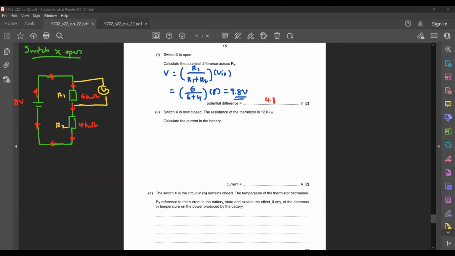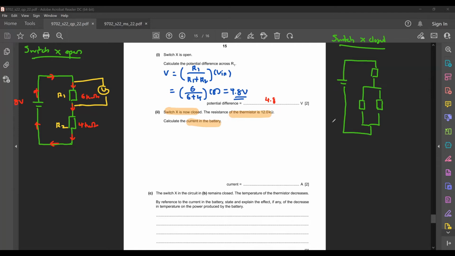Then switch X is now closed. In part 2, the resistance of the thermistor is 12 kilo ohms. Calculate the current inside the battery. In my case, if switch X is closed, I can actually draw it here. If switch X is closed, I have something that looks like this right now. This is what I have, and they already told me that the resistance of the thermistor is 12 kilo ohms.